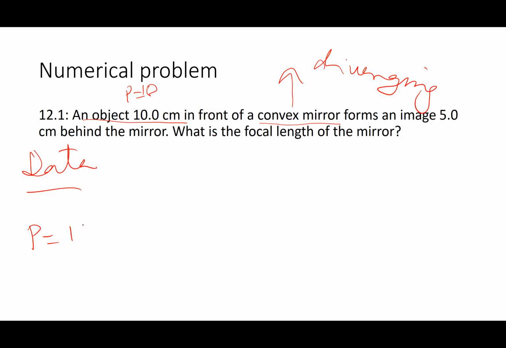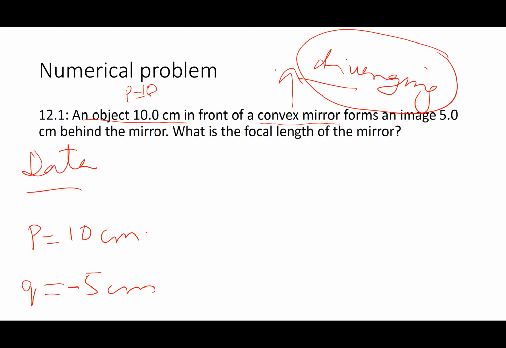Object distance is equal to 10 centimeter. You will take it positive. In front of a convex mirror, forms an image 5 centimeter behind the mirror. So convex mirror is diverging mirror. So in this case, the distance of image, represented by Q, should be taken 5 centimeter. Behind the mirror, as this is diverging mirror, behind the mirror means virtual image. Diverging mirror means virtual. So image distance will be taken negative.